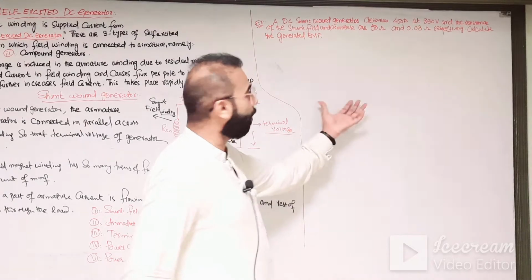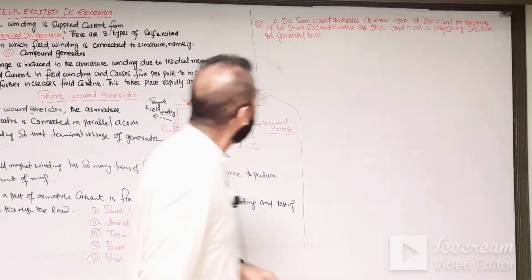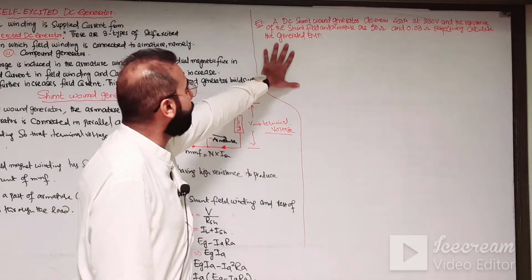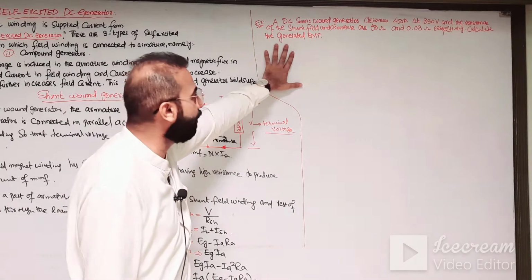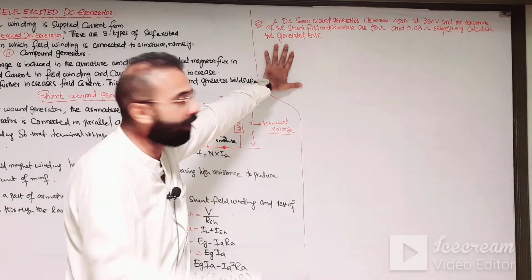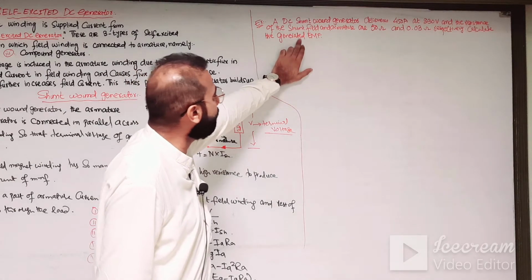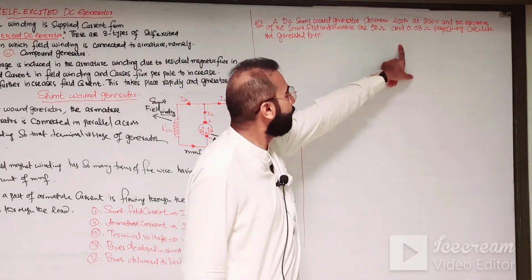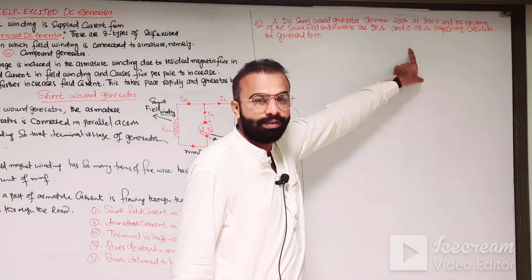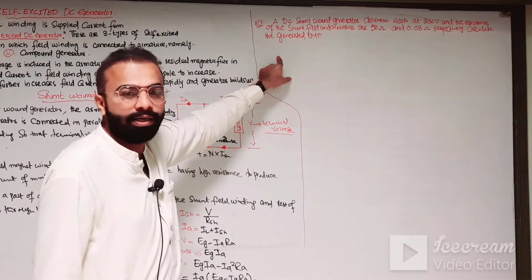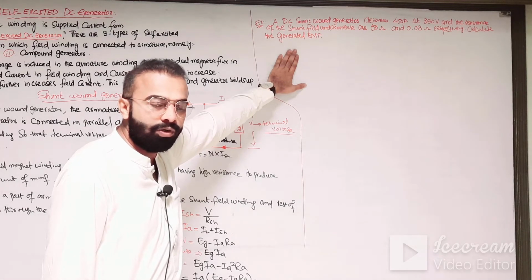Let's solve the problem which is related to the DC shunt wound generator. First of all, see the description of the problem. A DC shunt wound generator delivers 450 ampere, which is the load current, at 230 volt, and the resistance of the shunt field, Rsh, is 50 ohm and Ra, the resistance of the armature, is 0.03 ohm respectively. Now calculate the generated EMF. We have to find out the generated EMF in the case of the DC shunt wound generator.